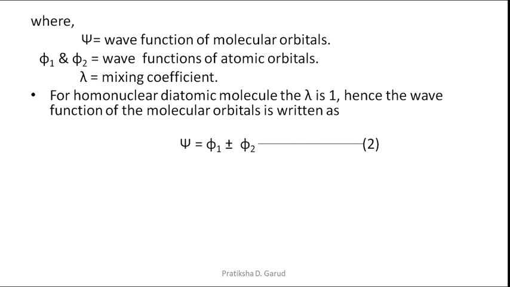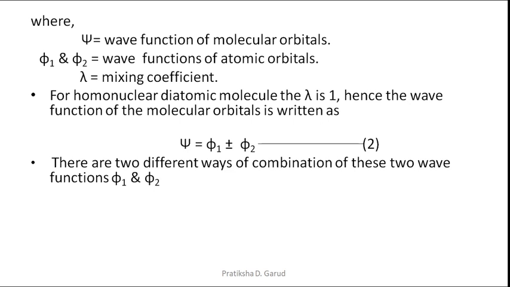From this equation we can say that psi, the wave function of the molecular orbital, is obtained from the wave functions of the atomic orbitals, phi1 and phi2. It is obtained either by plus, meaning addition, or by minus, meaning subtraction. Either by addition or subtraction, we get the wave function of the molecular orbital, psi.